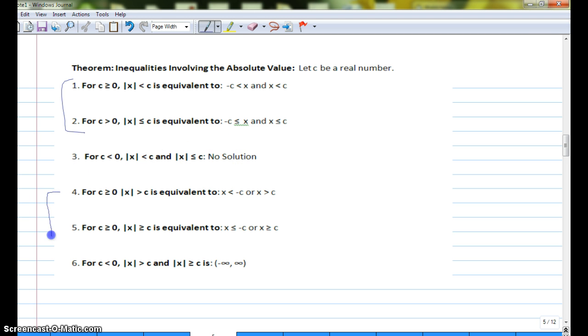Now 4 and 5 are very similar again. Here we have a positive c value, and the absolute value of x is greater than that c. Again, we're going to set up two things. You're going to drop the absolute value, flip the sign to make it less than, and make the c negative. And then you'll rewrite it once more without the absolute value. And then the very last one, if we want to know where the absolute value of x is greater than a negative number, well, it's always greater than a negative number, so there we get all real numbers from negative infinity to infinity. Okay, so we'll go through a few problems.